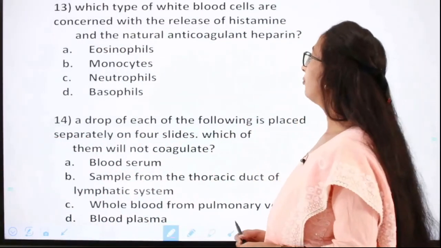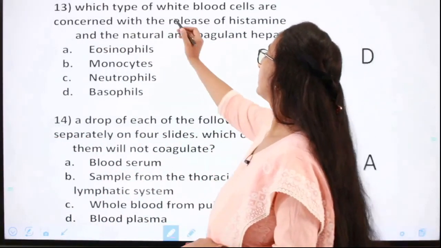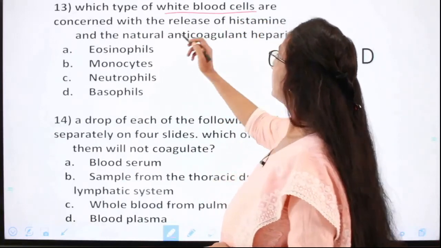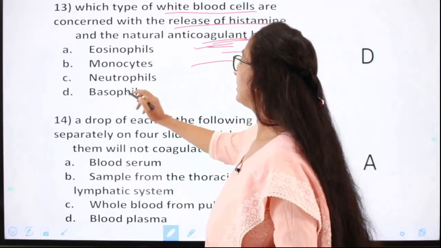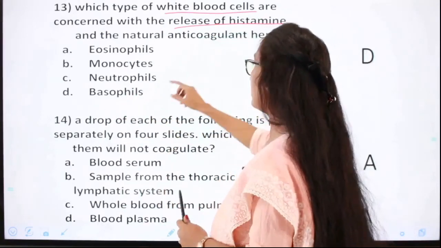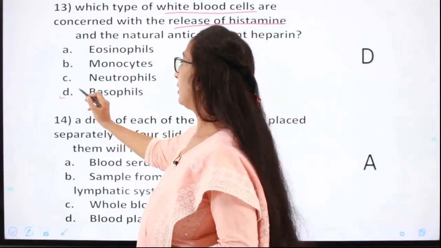Which type of blood cells, WBCs, are concerned with release of histamine? Release of histamine, the answer is basophils. D is the right answer.